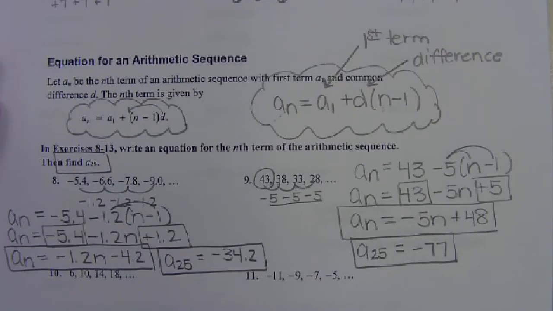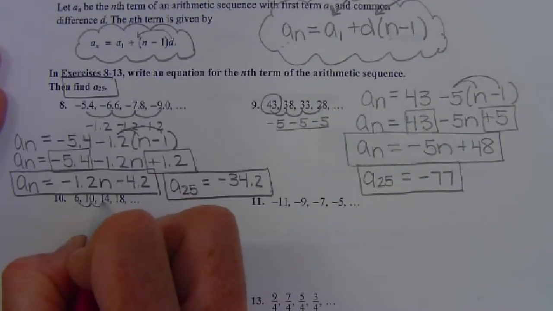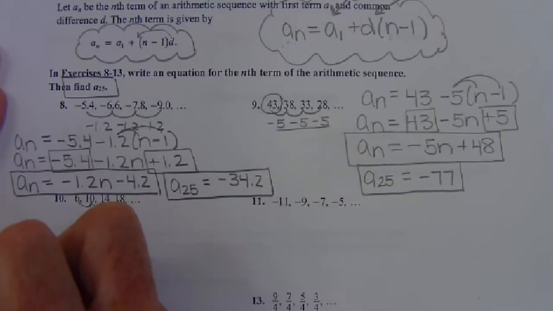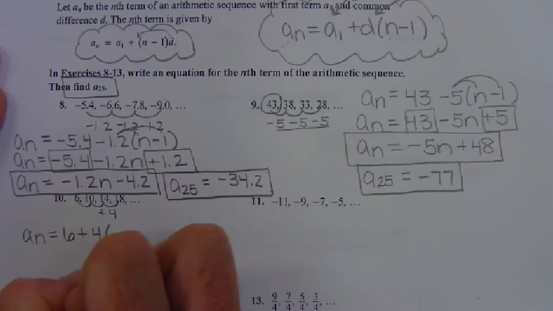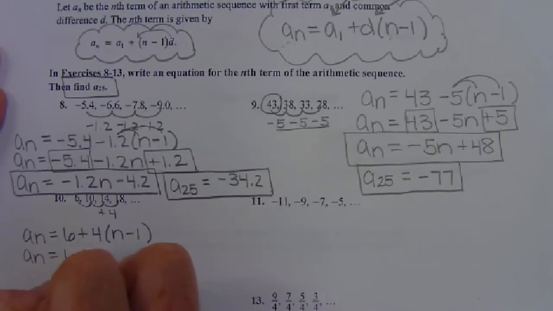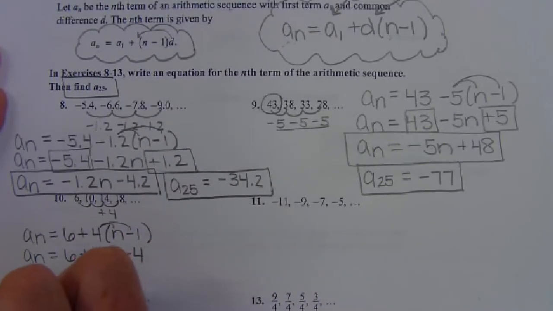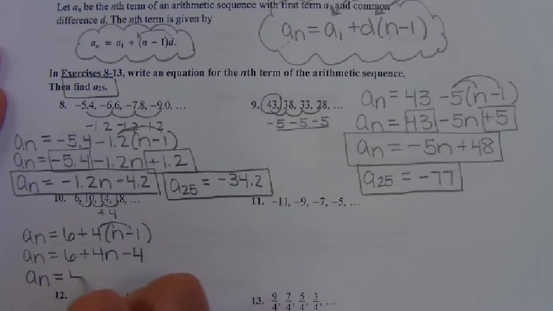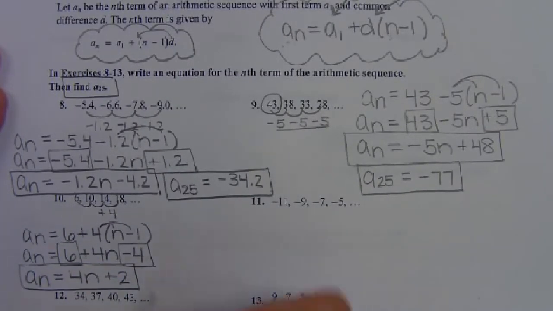All right, my next example, number 10, I'm going to do the same thing. I find out that my difference now is I'm adding 4. So I plug in my first term plus my difference times n minus 1. I'm then going to distribute the 4. I'm then going to rewrite it, so I'm going to put my n piece first. I'm then going to combine the 6 and the minus 4 and get a positive 2. And that is my equation.